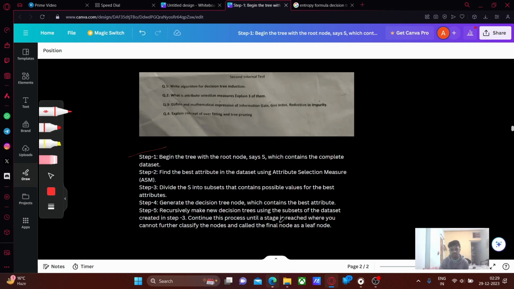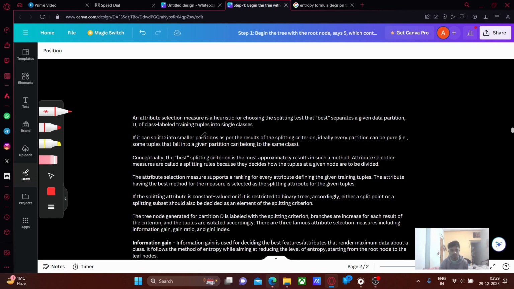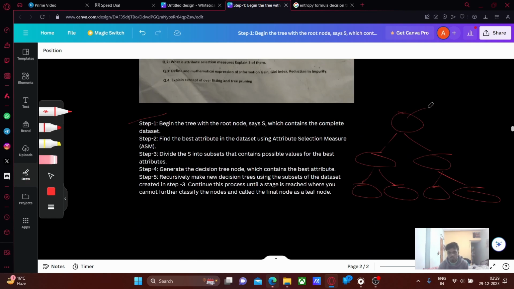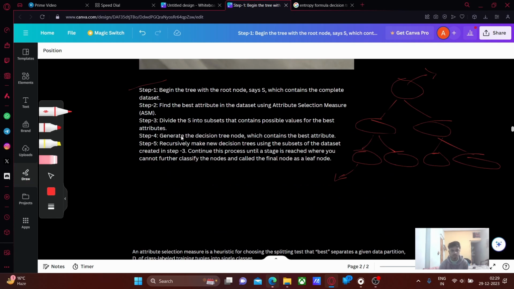Continue this process until a stage is reached where you cannot further classify the nodes, and call the final node a leaf node. So this is how our decision tree looks like. This is called the root node and these are the leaf nodes.